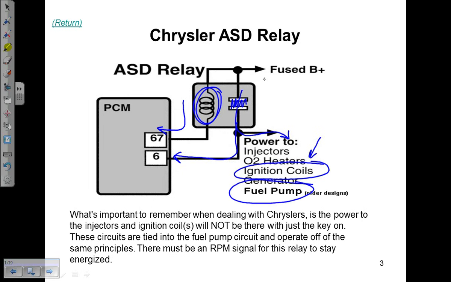So is it normal to have power to the fuel pump with just the key on? And the answer is no, it's not. Yeah, you'll get a 2-second prime, but after that, without an RPM signal, you're not going to have power to that ignition coil either. So it can definitely be misleading. And so what you could have happen is, let's say, for example, that you have a crank sensor signal that is not there.